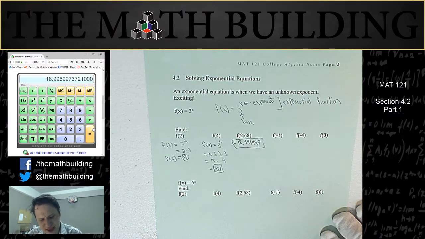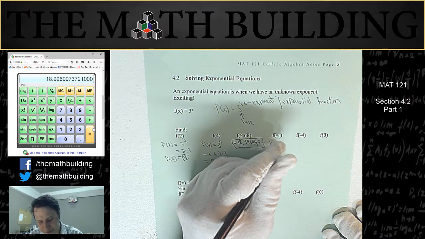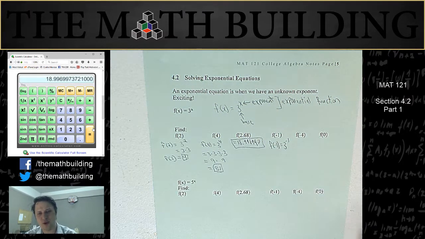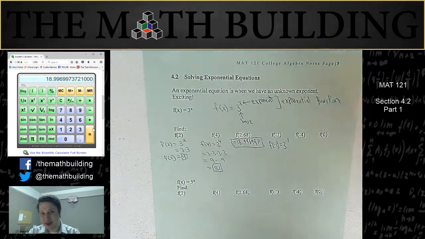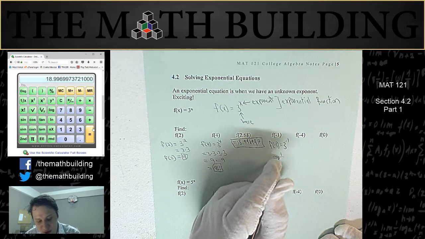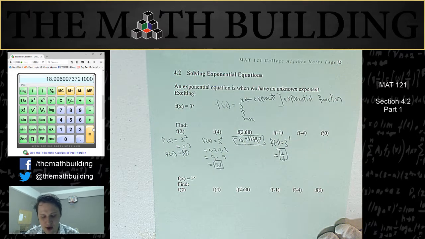What about f of negative 1? So f of negative 1 equals 3 to the negative 1. And what's that equal to? Remember that if we take something to the negative exponent, it flips it. It makes it its reciprocal. So this is actually equal to a third. So that's kind of tricky. So 3 to the negative 1 is equal to a third.